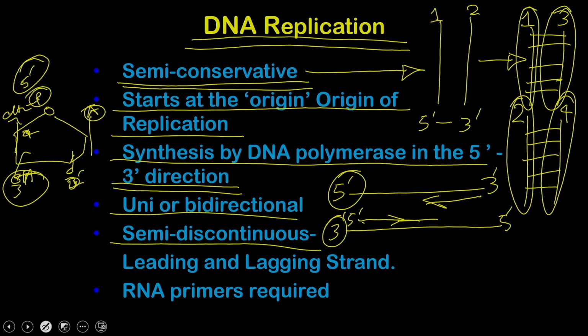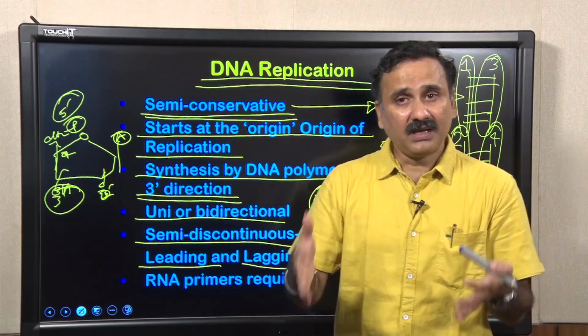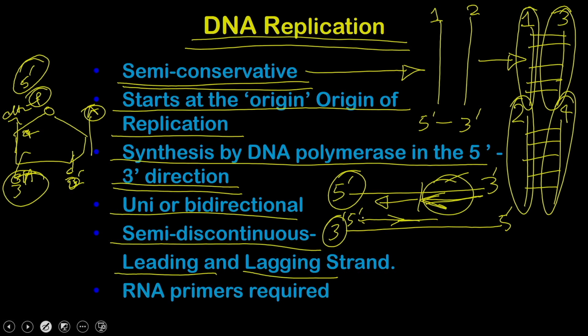It is semi-discontinuous, for example. Semi-discontinuous means it is going to continue for some time and then stop, and then again continue, and that is why it creates two different types of strands. One is called the leading strand, the other is called the lagging strand. The strand which synthesizes the DNA in multiple steps is called the lagging strand, whereas the strand which starts from one end and continues like that is called the leading strand.